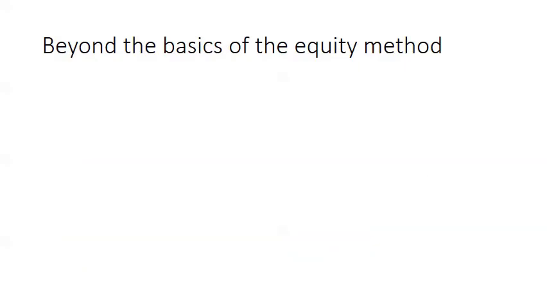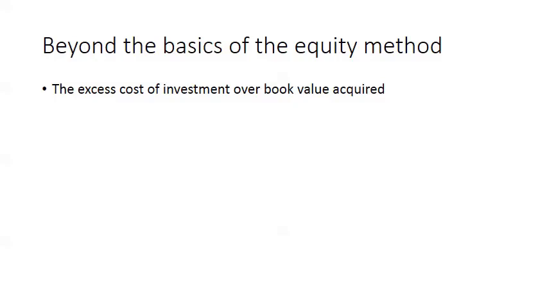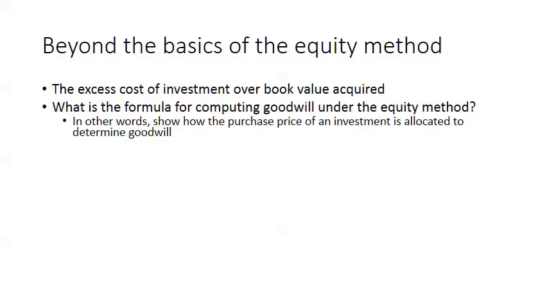Let's go a little bit beyond the basics of the equity method. What happens if you pay more for the company than the book value that you've acquired? What you paid, the cost of the investment, is greater than the book value of that company. The question is, what's the formula for computing goodwill under the equity method? In other words, show how the purchase price, the cost of an investment, is allocated to determine goodwill. So it goes back to our question. The excess of cost of the investment over the book value is allocated.